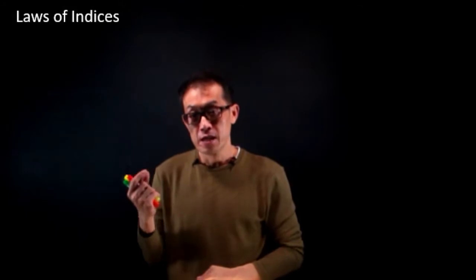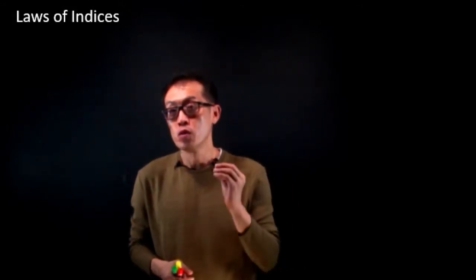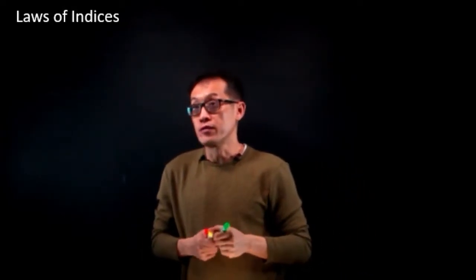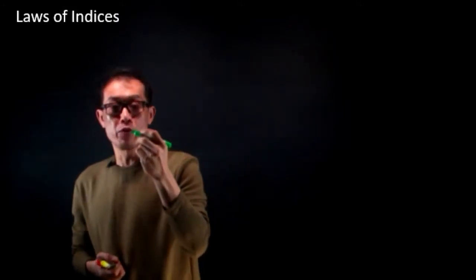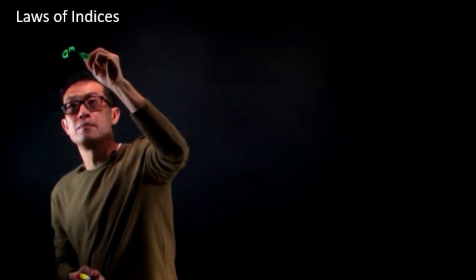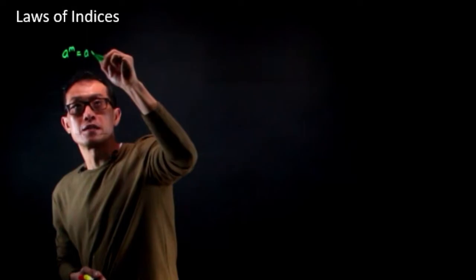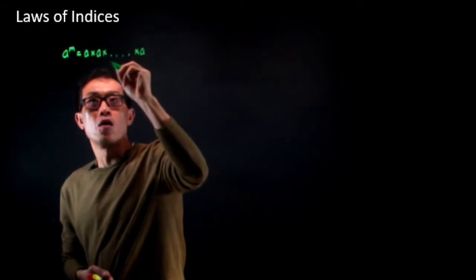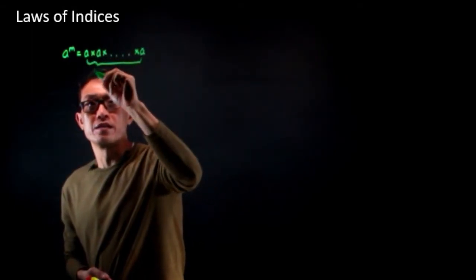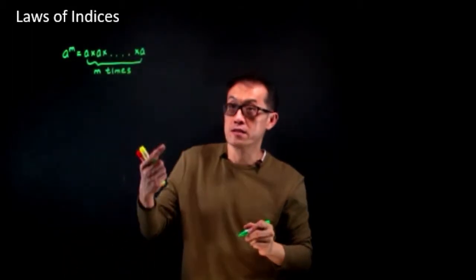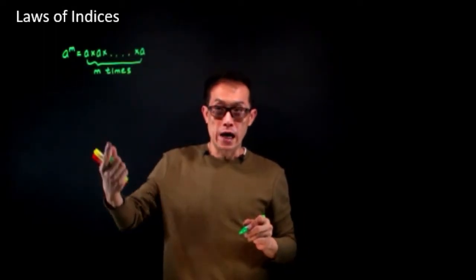Hi, we have come to a new chapter that is on indices. Today we are going to cover the basic rules of indices. Now, the first rule that perhaps every one of you already knows: A to the power of m is A times A times A, altogether m times of it. This is denoted by A to the power m.